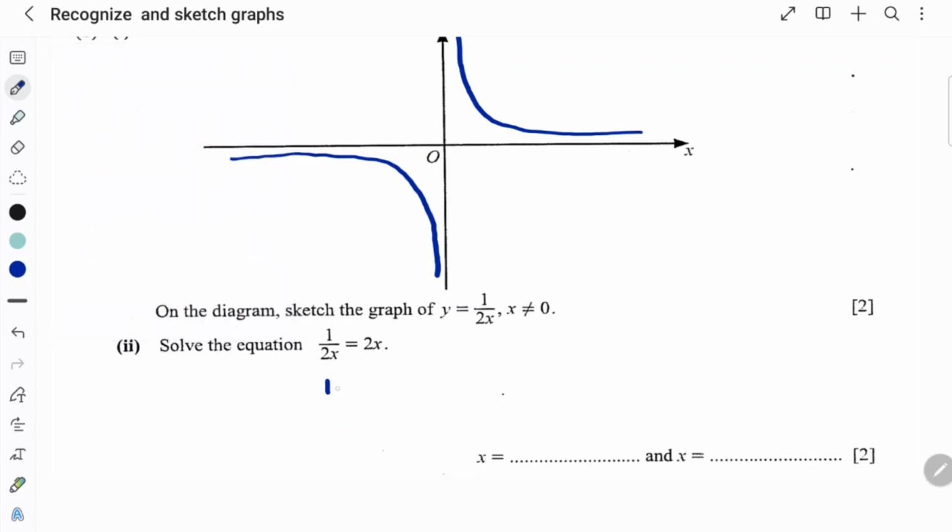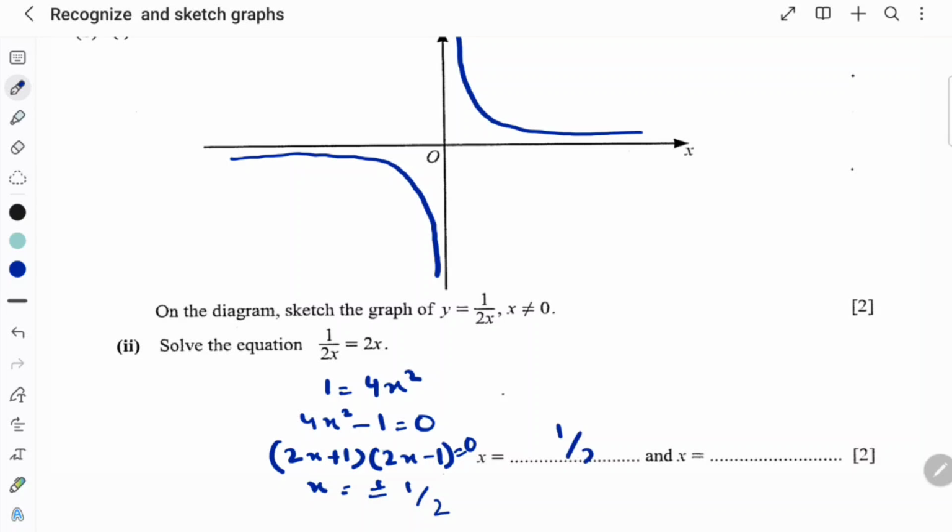So that is 1 equals 4x squared, and either you write down 4x squared minus 1 equals 0. You can factorize also: (2x plus 1)(2x minus 1) equals 0. So x equals plus or minus half, half and minus half. The same thing you can do: 4x squared equals 1, x squared equals 1 over 4, x equals plus or minus half. This way also you get the same answer.